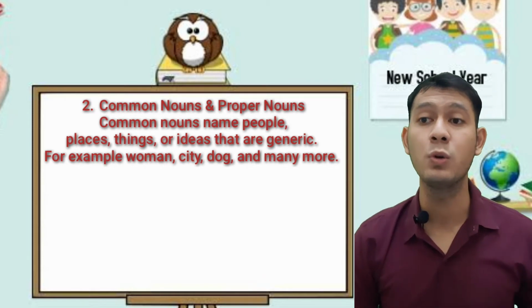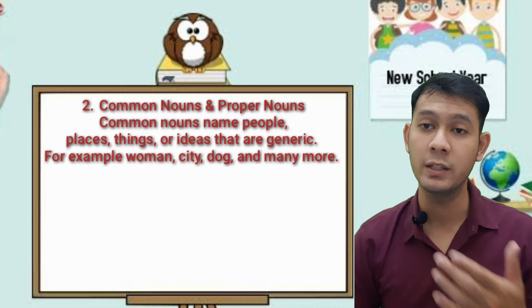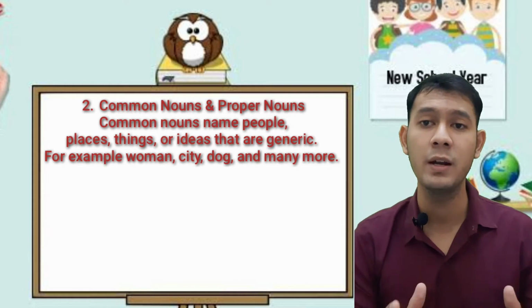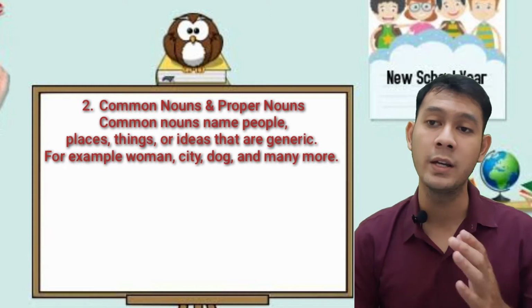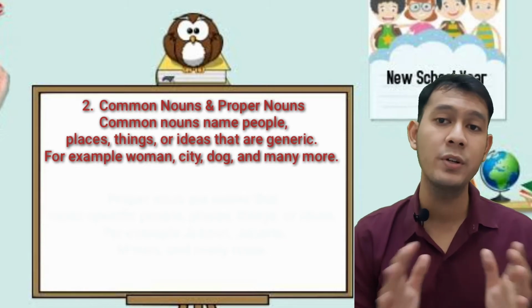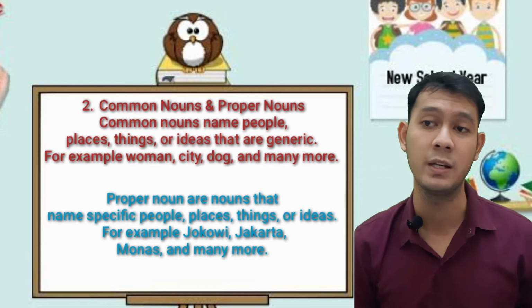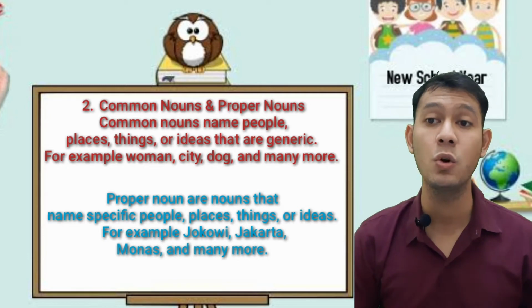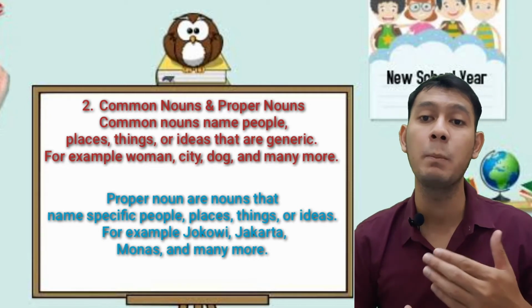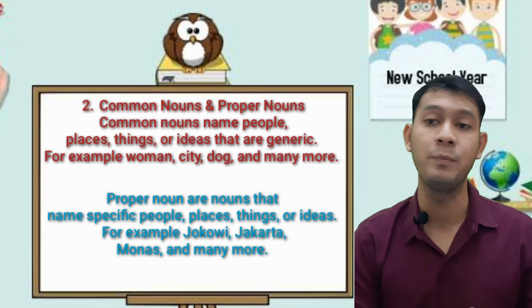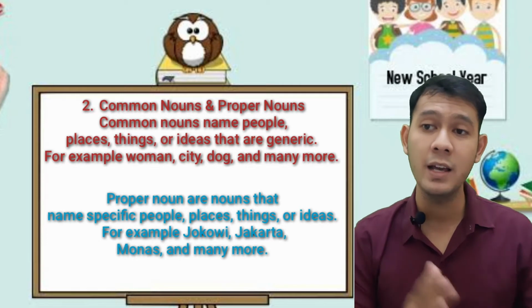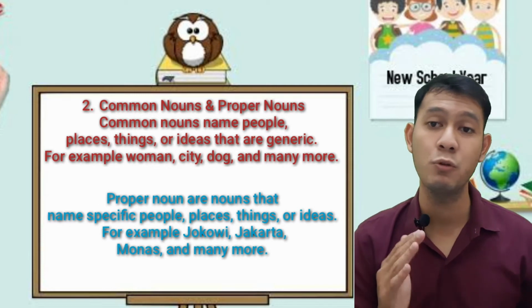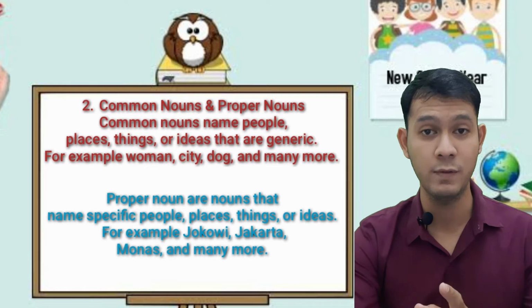Jadi common noun itu merujuk kepada hal-hal yang bersifat umum, seperti contoh yang tadi, woman, city, dog. Kita tidak tahu woman yang mana, kita tidak tahu city yang mana, dog yang mana, we don't know. Nah, this is common noun. And then proper noun is actually similar, agak mirip dengan common noun sebenarnya. Proper nouns are nouns that name specific people, places, things, or ideas. Jadi proper noun itu merujuk kepada hal-hal yang lebih spesifik, seperti contoh Jokowi, Jakarta, Monas, dan lain-lain. Oke? One more time. Common noun merujuk kepada hal-hal yang umum, sedangkan proper noun merujuk kepada hal-hal yang bersifat spesifik.